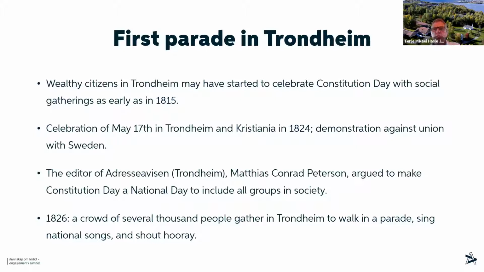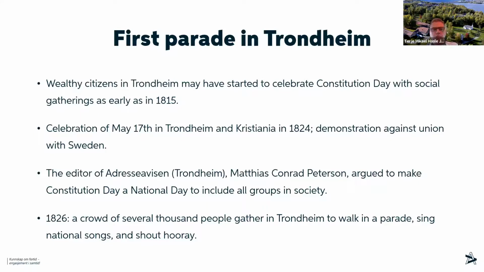But the first parade is thought to have taken place in Trondheim, the year after the constitution was signed. Wealthy citizens in Trondheim may have started to celebrate. But we have written evidence that there was a celebration both in Trondheim and in Christiania, the capital, in 1824. It's thought that it is likely that this celebration was a demonstration against the union with Sweden. Karl Johan did not want Norwegians to celebrate Syttende Mai. So by celebrating, Norwegian citizens also demonstrated against the king.